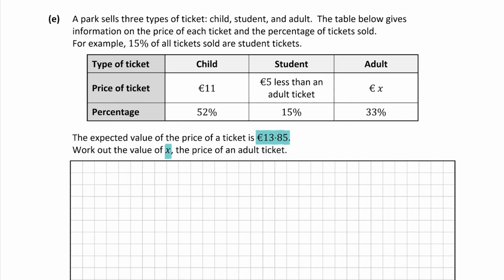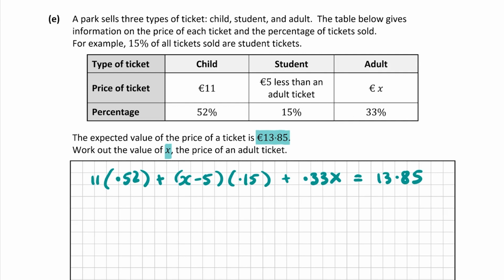So there's a specific formula that you follow when you're dealing with expected value. In this case, you multiply the price of the ticket, which is €11, (I can actually keep out the euro sign here), by 52%, so by 0.52. And then you add, so the student ticket is €5 less than an adult ticket, so it's going to be X, which is the price of an adult ticket, minus 5. You multiply that by the percentage of that, which is 0.15. And then you add 0.33x. And that's equal to the expected value of a ticket. So that's €13.85.